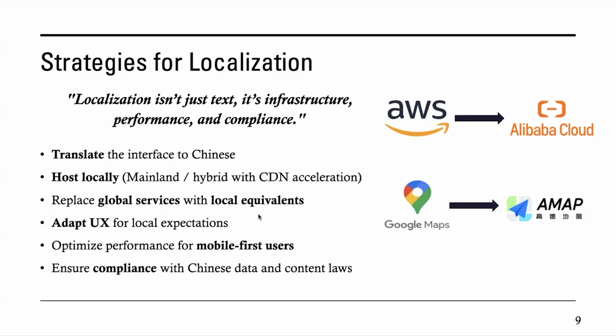Replace global services with local equivalents. That's very important as well. As I mentioned, Google doesn't work in mainland China, so you find an equivalent of Google, like Maps, and make sure you replace everything that doesn't work in mainland China with an equivalent or a competitor that's there.